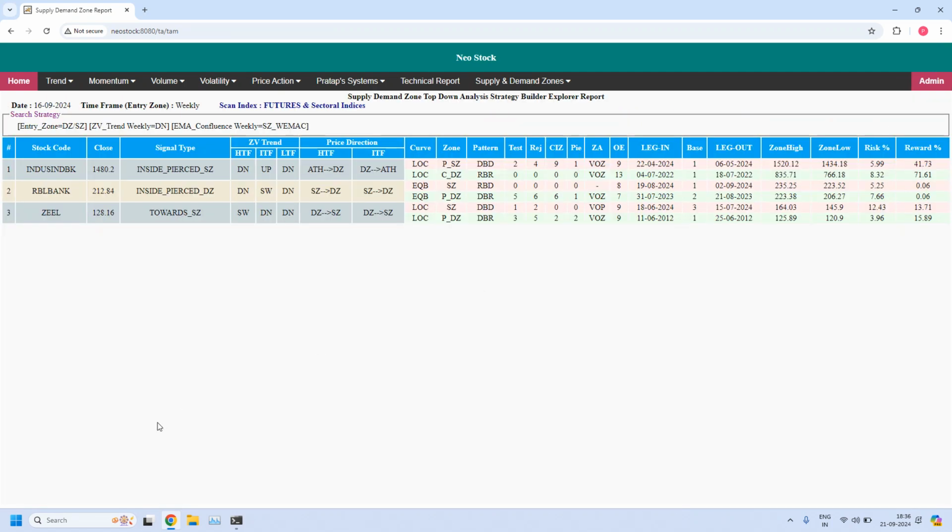See, only 3 stocks. 3 stocks are filtered. And all these 3 stocks are having a downtrend, and also the supply zones are having confluence. But in that, one supply zone is invalid because it is already pierced. You can always ignore pierced zones. Okay, now I am removing this filter. We will generate the next report.